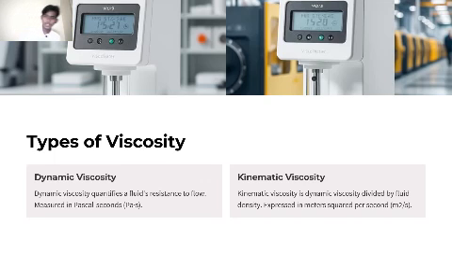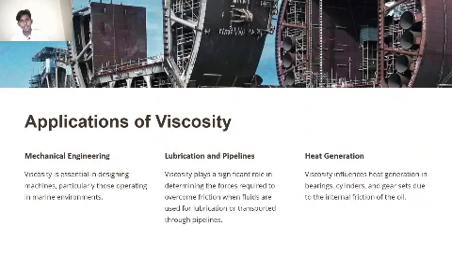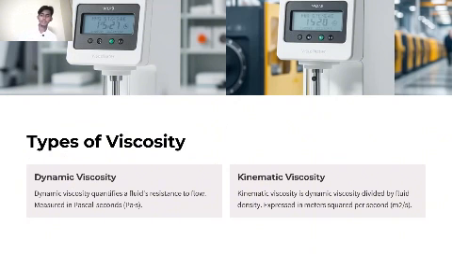Now, the types of viscosity. There are mainly two types of viscosity. One is dynamic viscosity and another is kinematic. Dynamic viscosity quantifies a fluid's resistance to flow, measured in Pascal second. And kinematic viscosity is the dynamic viscosity divided by fluid density, which is expressed in meters squared per second. So this was all about viscosity, all the definition and the theoretical part.